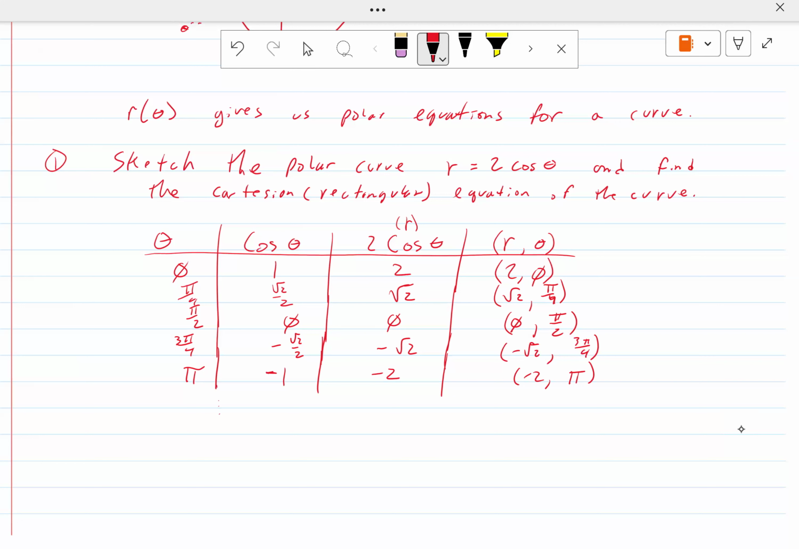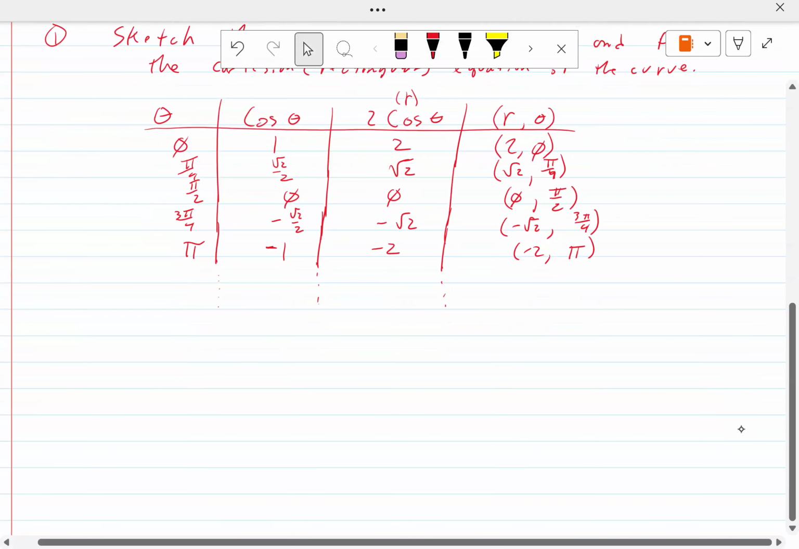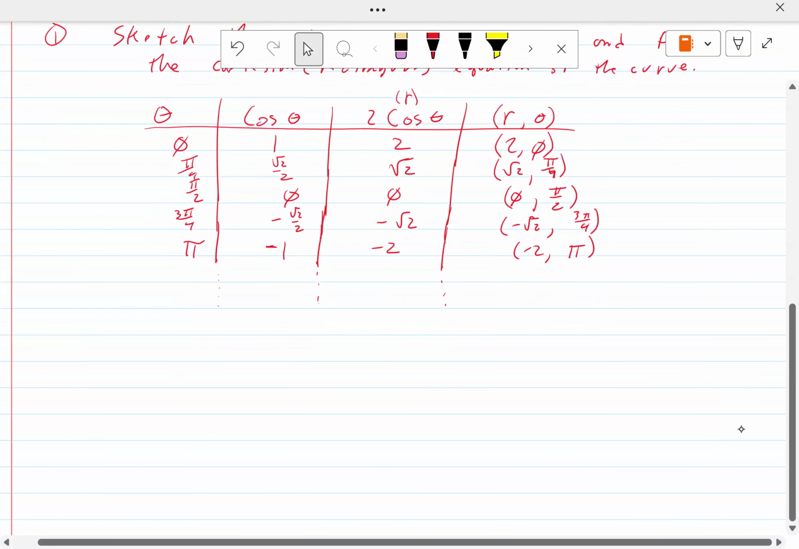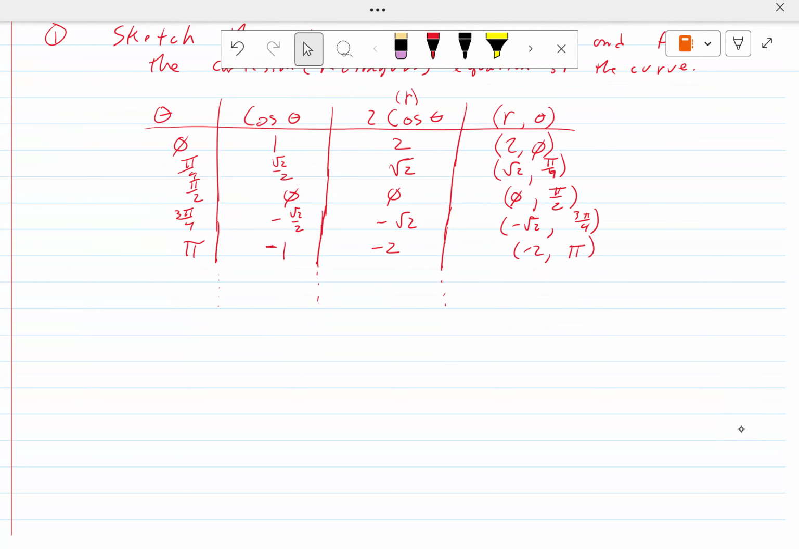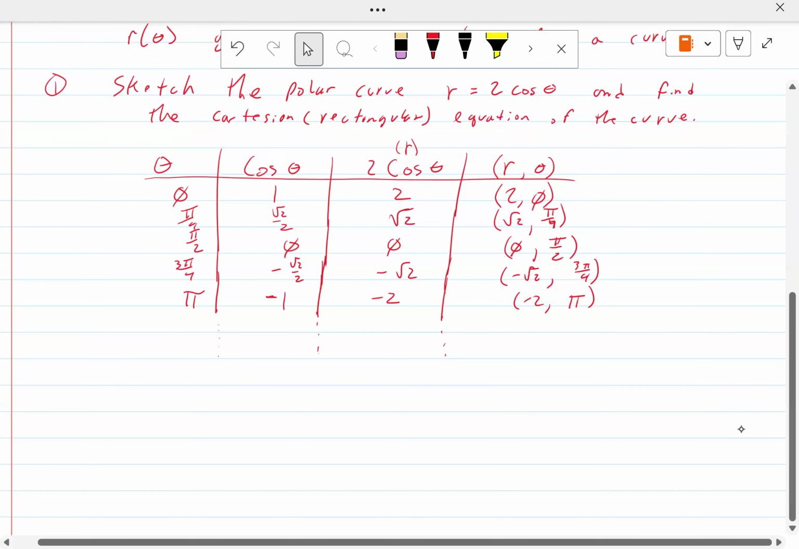Okay, and then we could keep going if we wanted to. But we don't really need to, because we have enough that we need to draw the curve. Normally we would think like, oh, we have to go to 2 pi. But we're going to see that the period for this function is really pi, not 2 pi.